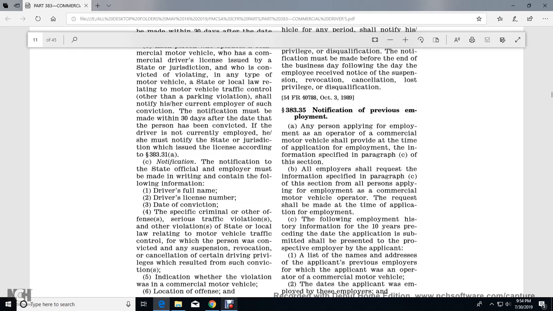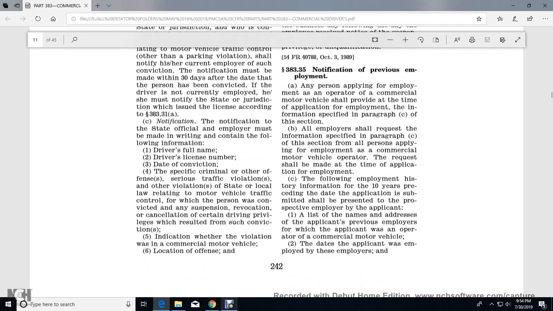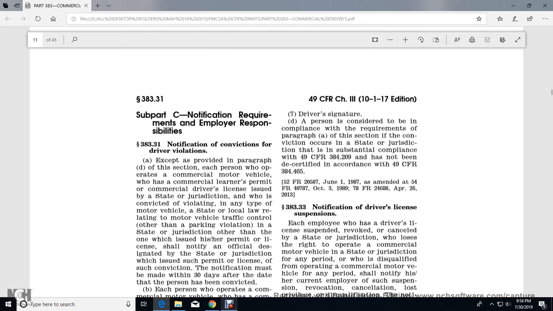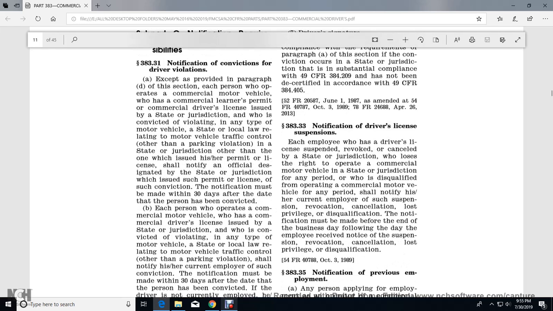The notification to the state official or employer must be in writing and contain the following: the driver's full name, license number, date of conviction, the specific criminal or other offense, serious traffic violation, or other violation of state or local law relating to motor vehicle traffic control of which the person was convicted, any suspension, revocation, cancellation of certain driving privileges as a result of the conviction, an indication whether the violation was in a commercial motor vehicle, location of offenses, and the driver's signature. A person is considered to be compliant with the requirements of paragraph A of this section if the conviction occurred within a state jurisdiction that is substantially compliant with Title 49 384.209 and has not been decertified in accordance with Title 49 384.405.